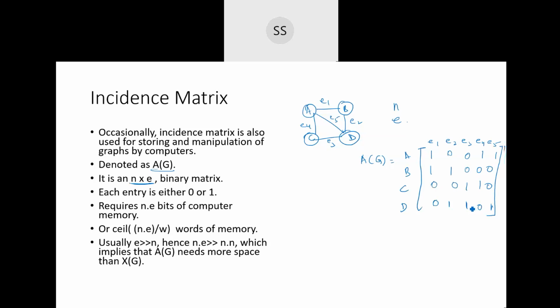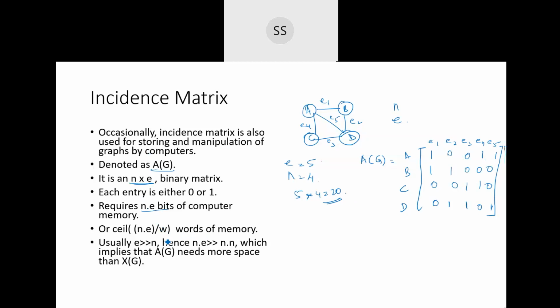So I've got my incidence matrix also, which is n by e. It is a binary matrix. Each entry is going to be either 0 or 1. It requires how many bits? It requires n into e bits, isn't it? How many edges do we have? E is equal to 5 and n is equal to 4. So 5 into 4 is equal to 20, isn't it? If you count here, a single row consists of 5 elements, and how many rows do you have? 4. So 4 into 5, yes, it will be 20.